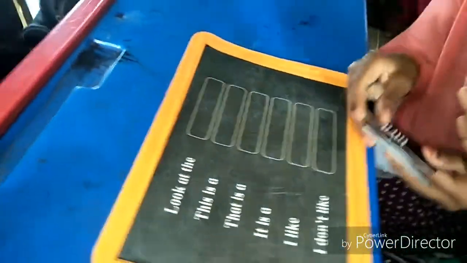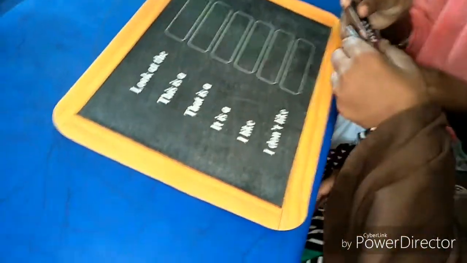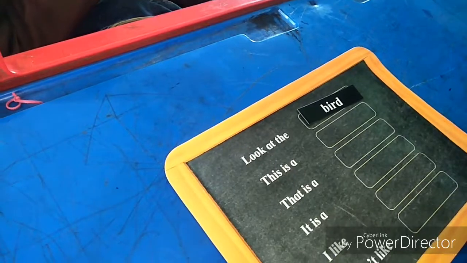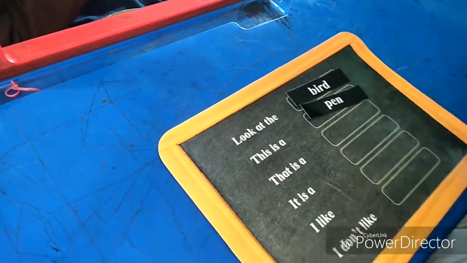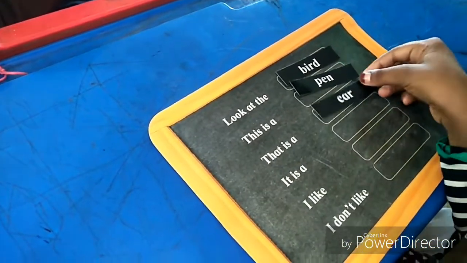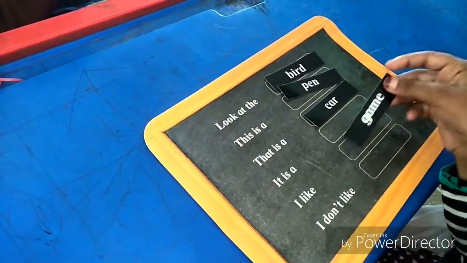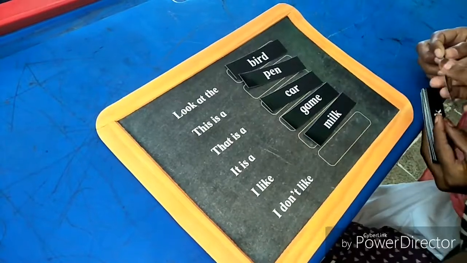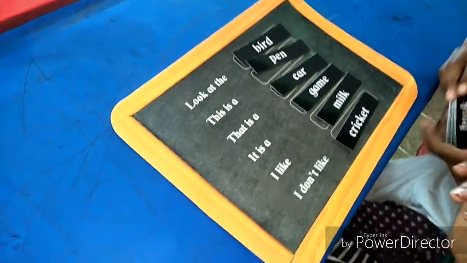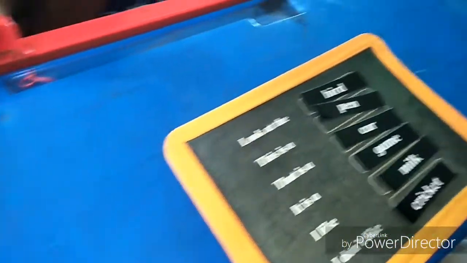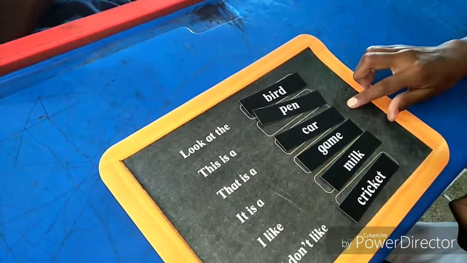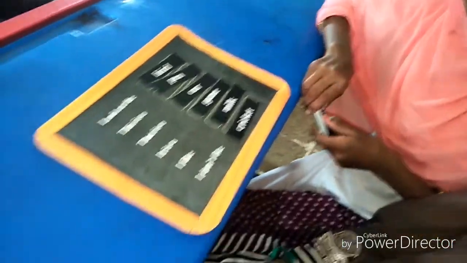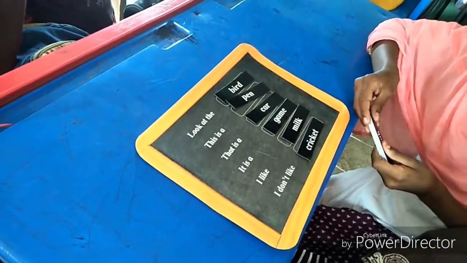Now the slate and bunch of words. Very good. Fill up this slate. Look at the bird. This is a pen. That is a car. It is a game. I like milk. I don't like cricket. Repeat once again. Bird, pen, car, game, milk, cricket. Very nice. This is the activity of slate.